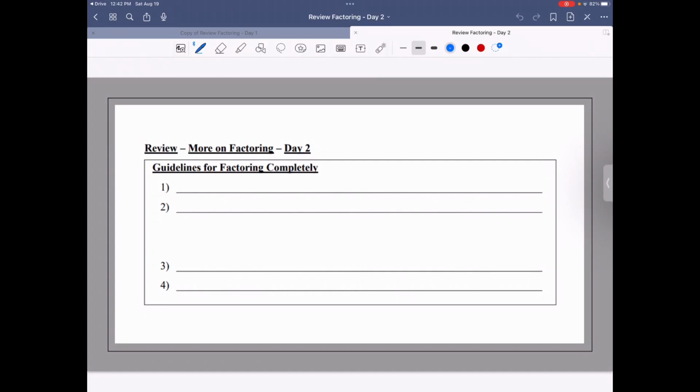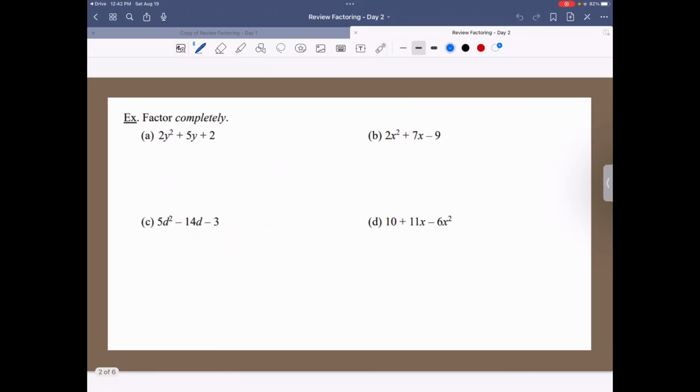Welcome to day 2 of review of factoring. There were some guidelines for factoring completely, so if you remember them from yesterday, or if you want to pull out yesterday's notes, I'm going to give you a couple minutes to fill these in. So today, some more practice. We will do some in the video together, and then we'll do some together in class as a group.